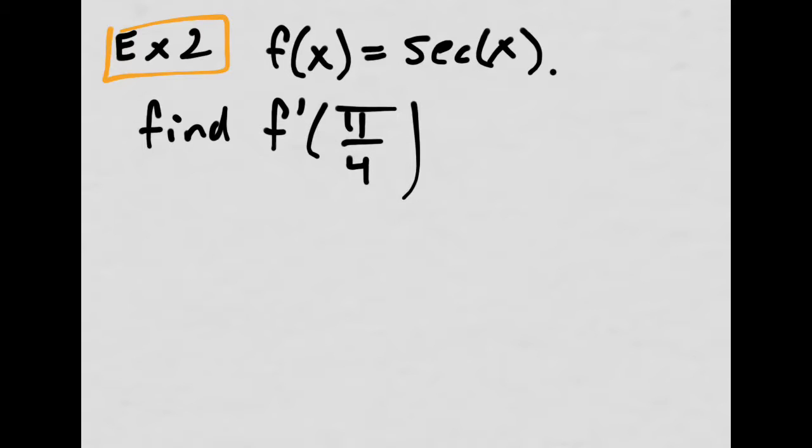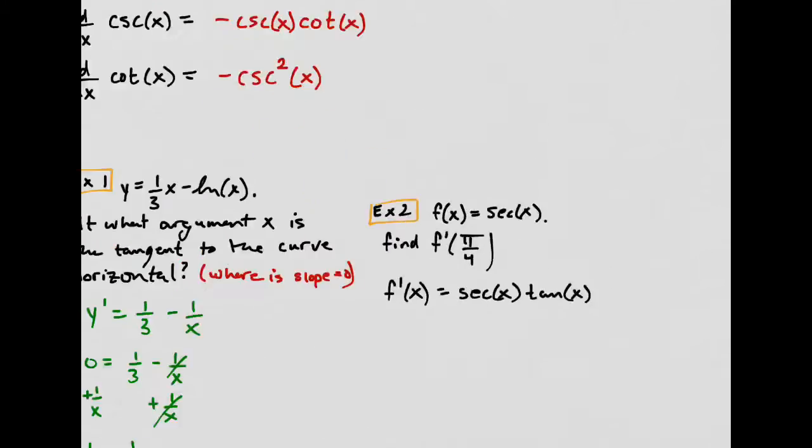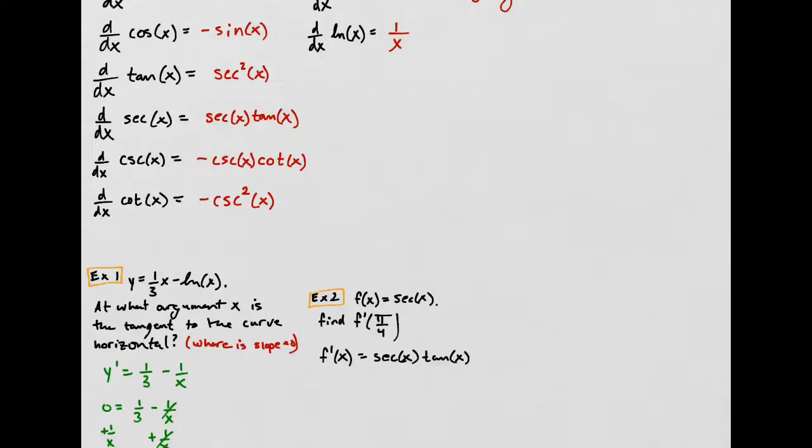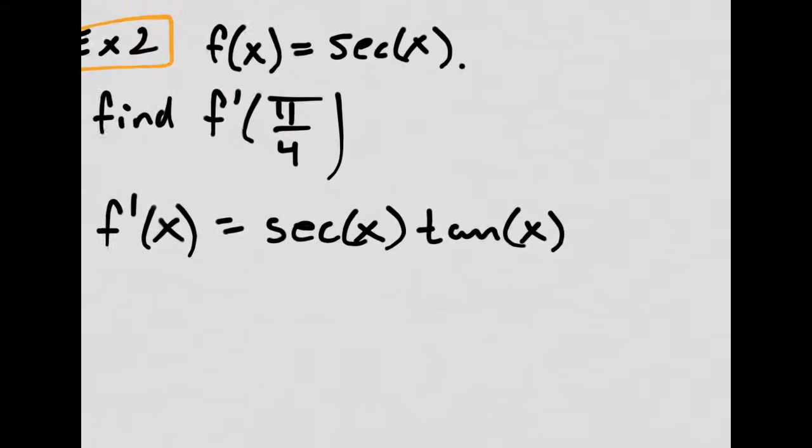f of x equals secant of x. Find the derivative when x equals pi over 4. Well, first we find the derivative, f prime of x. Maybe try to do it without looking at your notes. Derivative of secant is, well, it's secant tangent. I know all these just because I've spent time to memorize them. Yeah, derivative of secant is secant tangent.